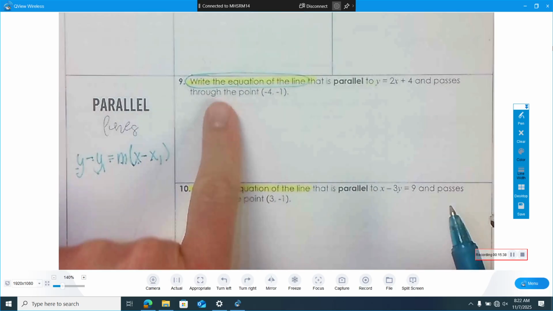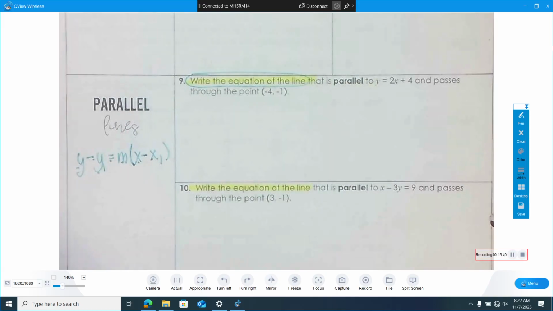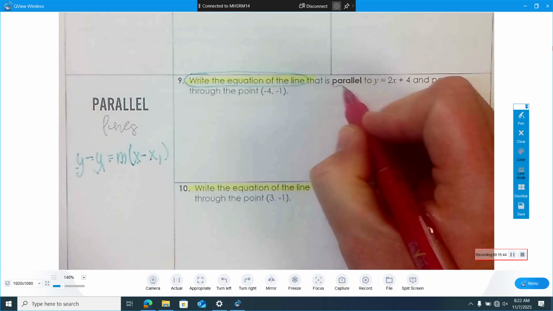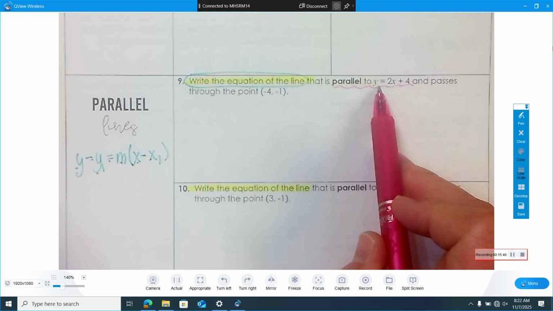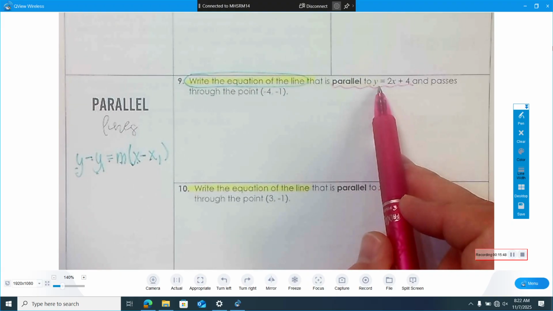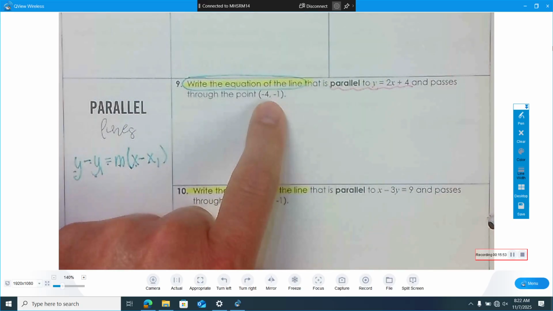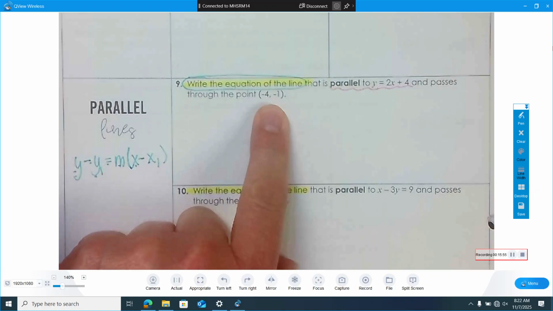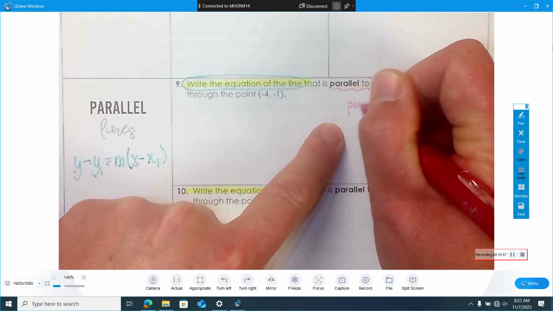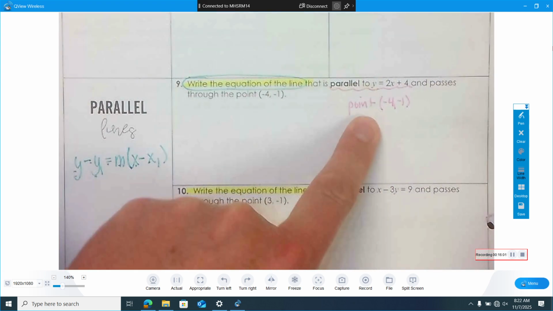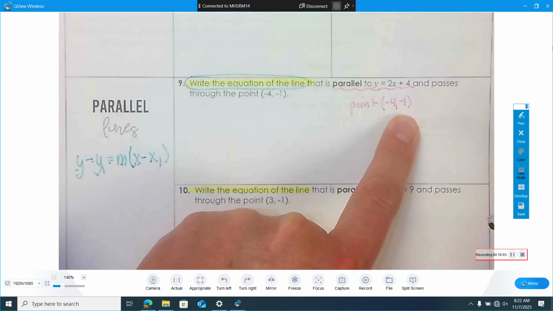Now, we want to write the equation of the line that is parallel to this crazy line and passes through the point (-4, -1). So this is my point that I'm going to use. If I have my point, which is (-4, -1), I need a point. What else do I need to write the equation of the line?